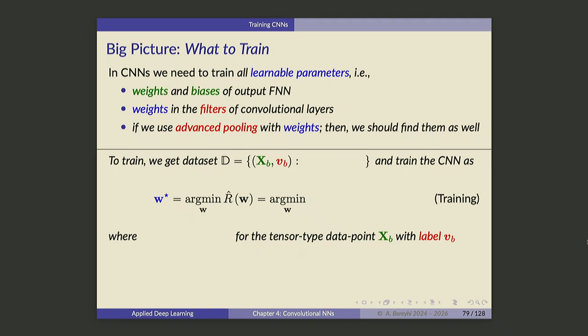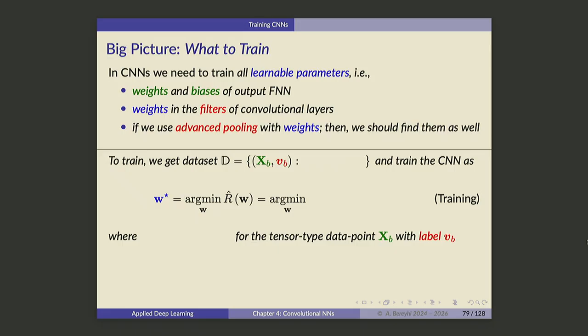Now, let's write down the problem that we have. The problem is that we have a data set, a bunch of images X_b, right? These are, for instance, tensors of RGB images, and they have a class y_b, which is probably a one-hot representation of the right class, right? And what you want to do is find the right weights. So this W contains all of the weights that you have inside your neural network.